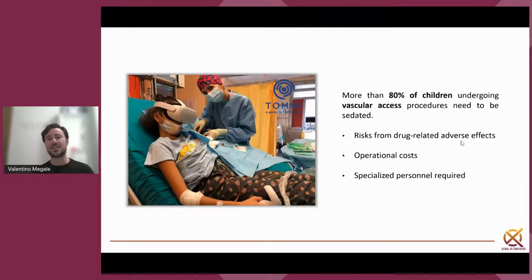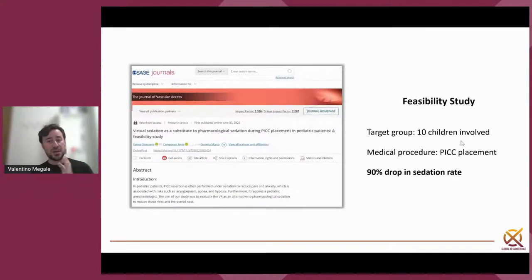So we decided to use Tommy exactly during the vascular access routine. We ended this year, between June and July, with our first publication, a feasibility study, where we followed a small cohort of 10 children undergoing PICC placement. What we saw is very promising data: we avoided sedation of patients in 90% of cases. Of course, we expect this huge percentage to drop a little with new studies, but it's promising because it is able to reshape how nurses and health personnel manage vascular access. It can change the quality of therapy and medical treatments for patients, but also reshape the work of health personnel.